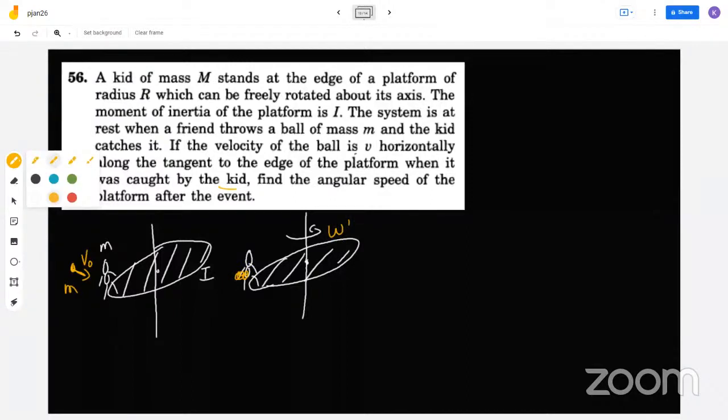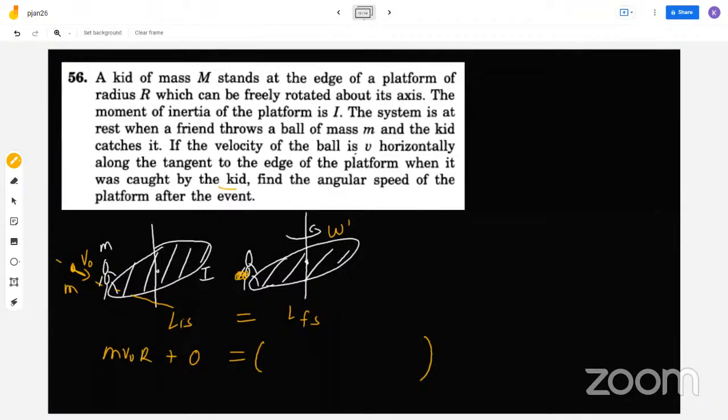So initial was mv naught r. Initially only the ball has angular momentum, the angular momentum of a point mass, linear momentum into perpendicular distance. So mv naught r, and everything else was at rest, so 0. Finally, they become one rigid body. So what will come in the rigid body? First the I of your platform, then the kid's mr square, then the ball's mr square, into the omega dash.